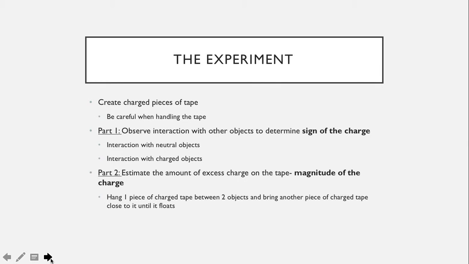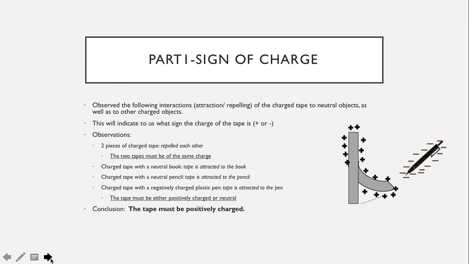For this experiment, we created charged pieces of tape by sticking two pieces together and pulling them apart. Then we observed how it interacted with other objects to determine the sign of the charge on the tape, and we set up an experiment to create an equilibrium and calculate the magnitude of that charge.